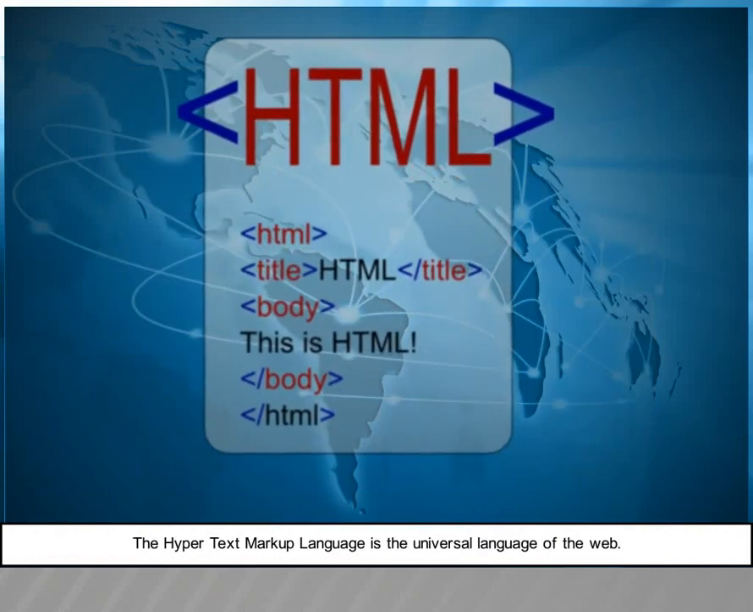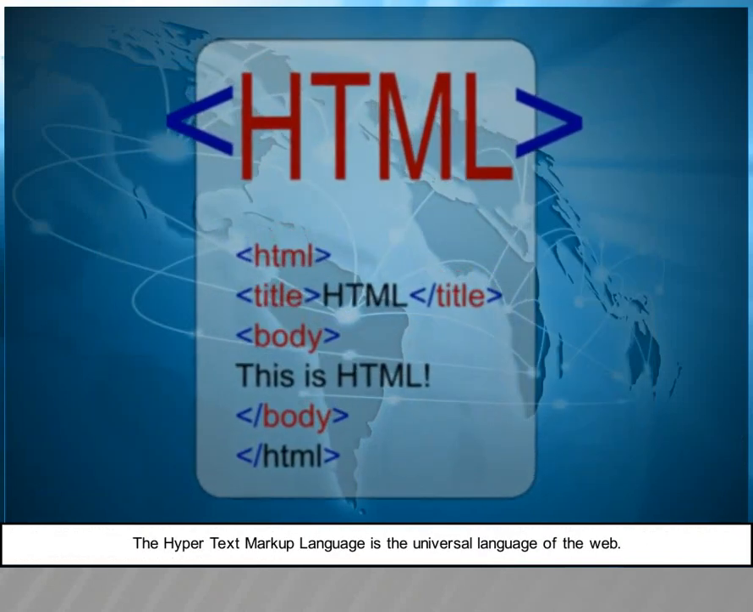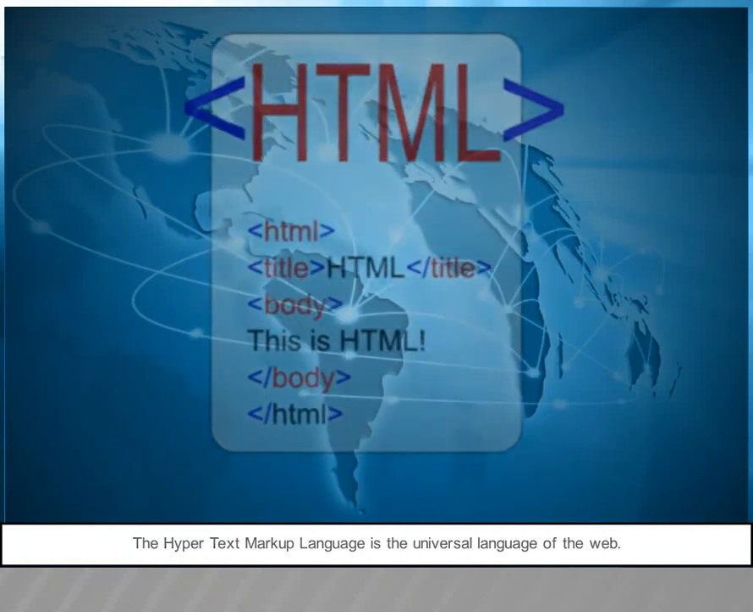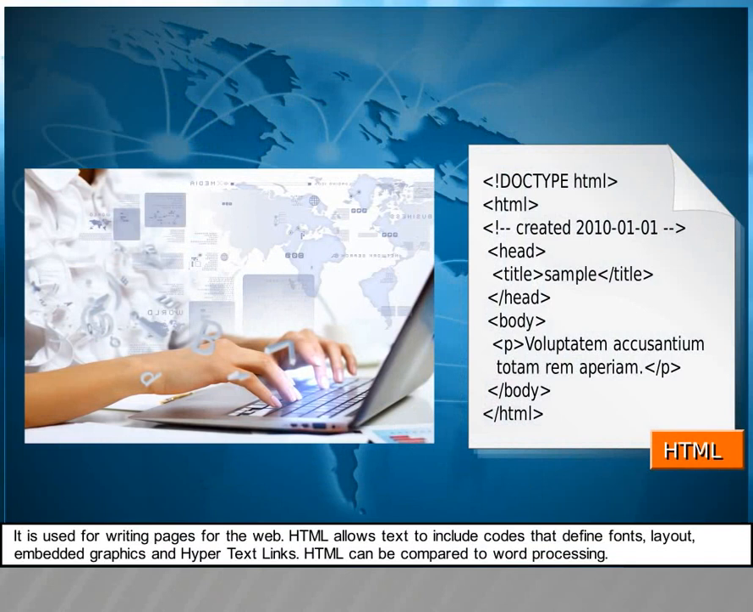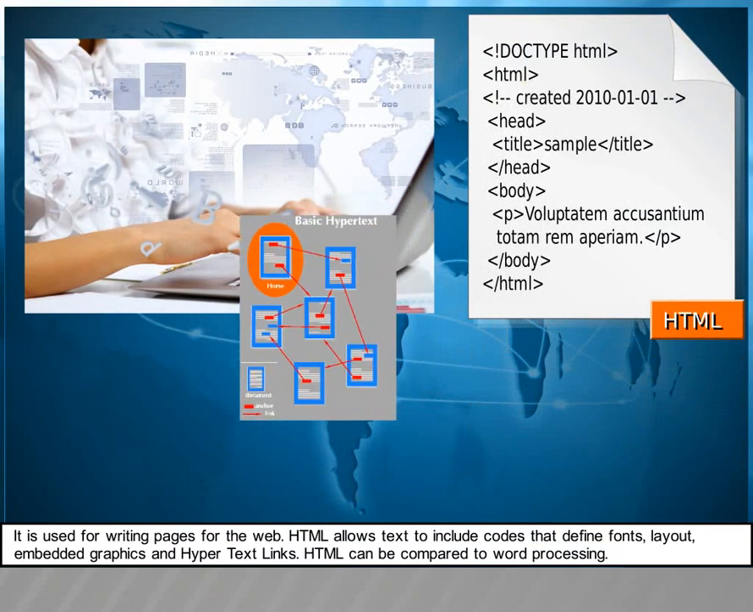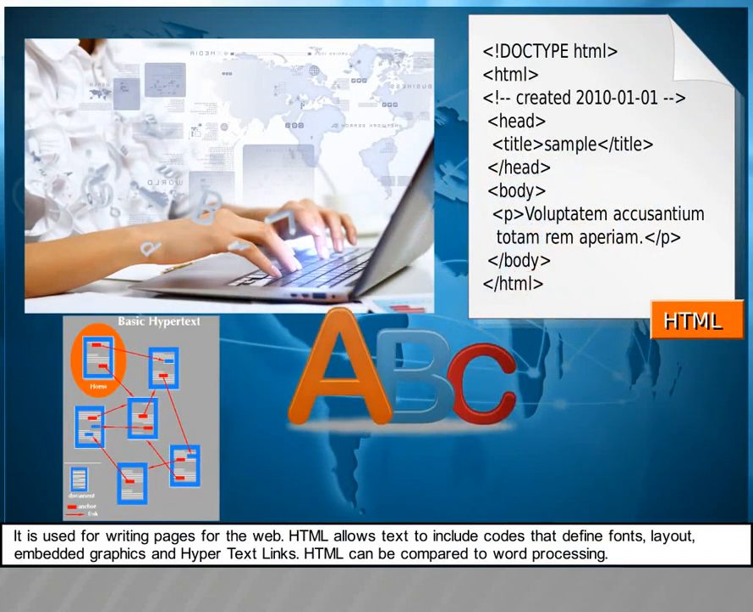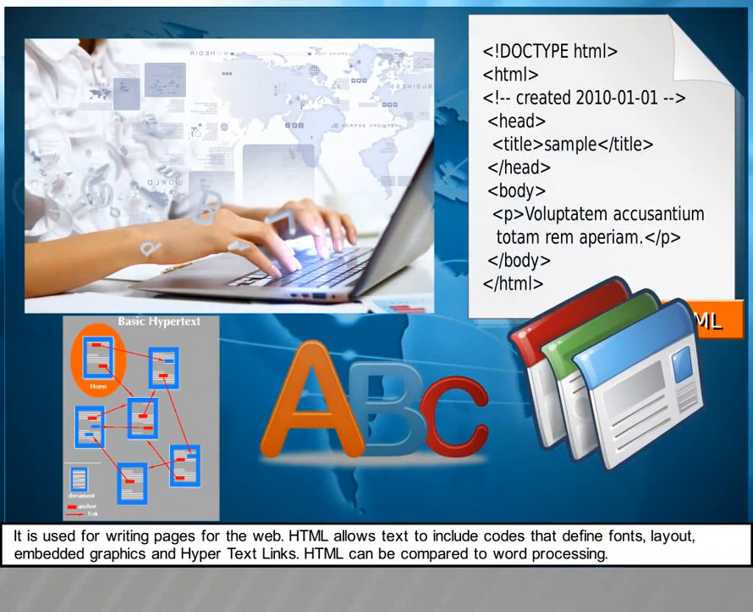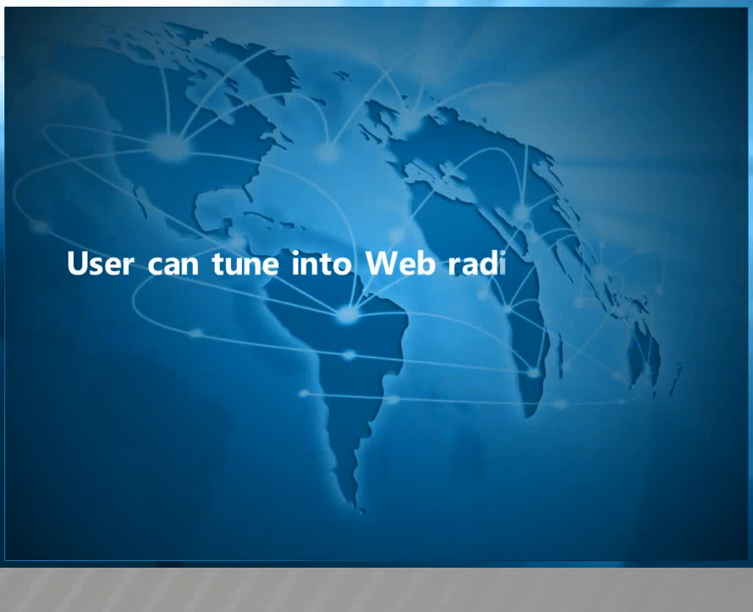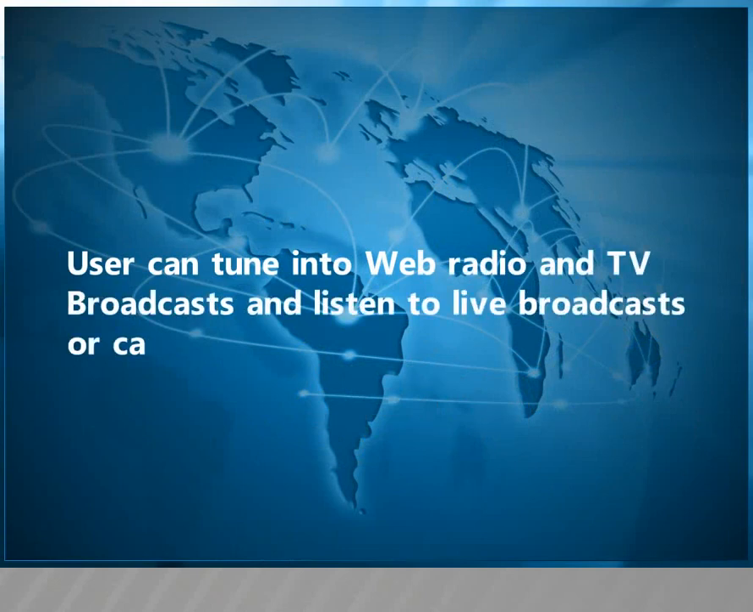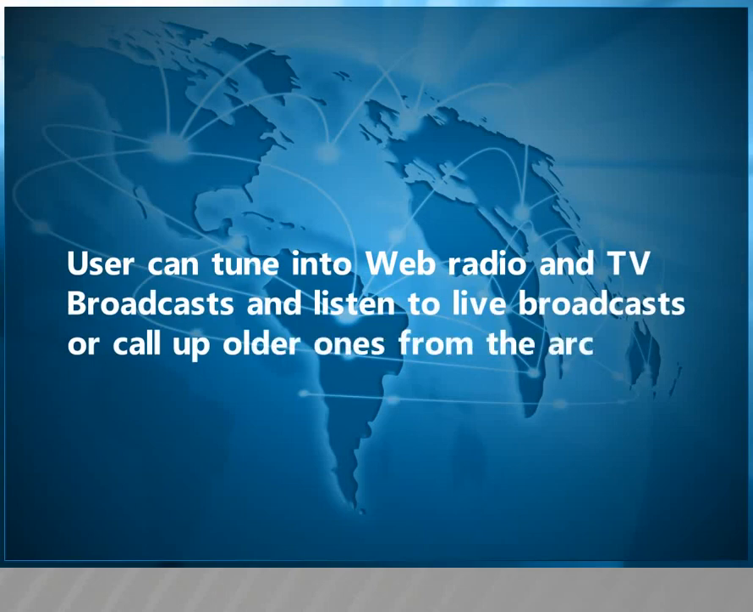The hypertext markup language is the universal language of the web. It is used for writing pages for the web. HTML allows text to include codes that define fonts, layout, embedded graphics, and hypertext links. HTML can be compared to word processing. User can tune into web radio and TV broadcasts and listen to live broadcasts or call up older ones from the archives.